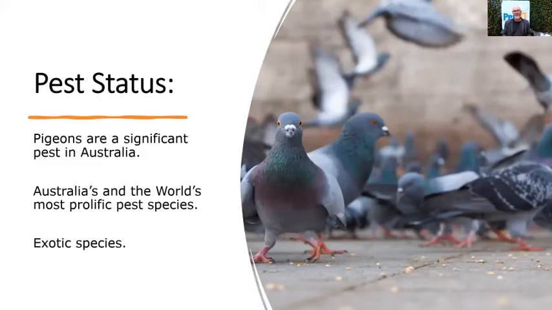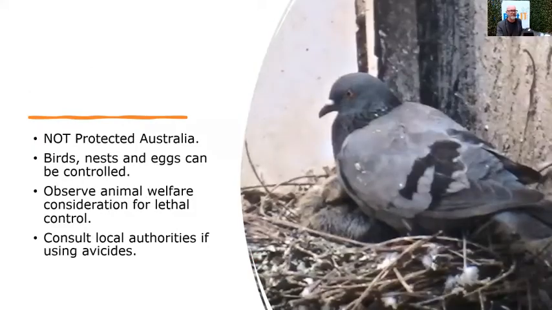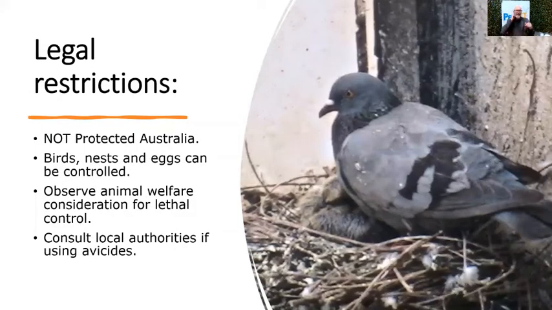So pigeons, of course, are a significant pest. In fact, I would say that they're probably Australia's most significant avian pest, and of course, the world's most prolific pest bird species. For Australia, of course, they're an exotic bird species. So therefore, when we look at legal restrictions, and many of the birds that I've spoken about prior to today have been native species, well, obviously being an exotic pest bird species, they're not protected in Australia, and they can't be re-released in Australia, which would also be considered illegal. But the birds, the nests, the eggs can be controlled or managed.